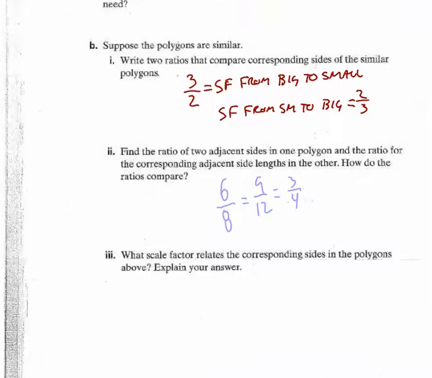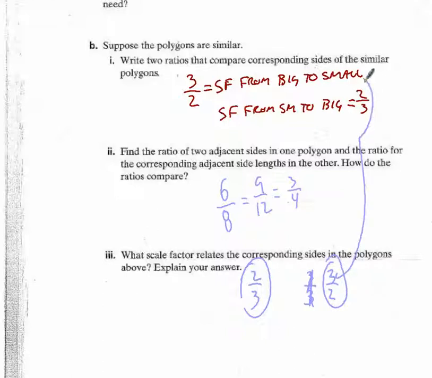What is the scale factor that relates the corresponding sides? We've already answered that. There are two of them, from small to big, and from, oh, sorry. So this is from big to small, and this is from small to big. All right, and that is stretching and shrinking.